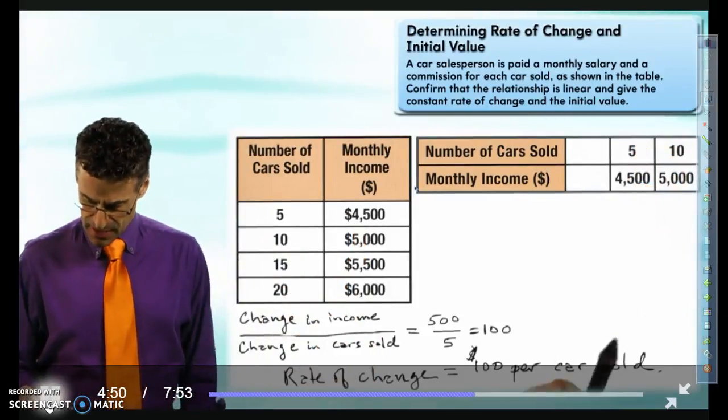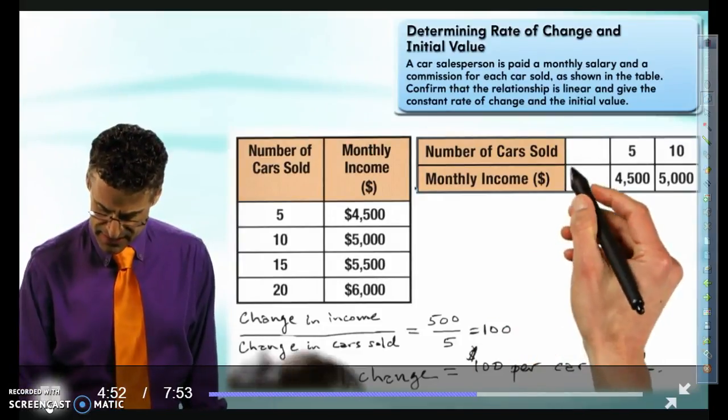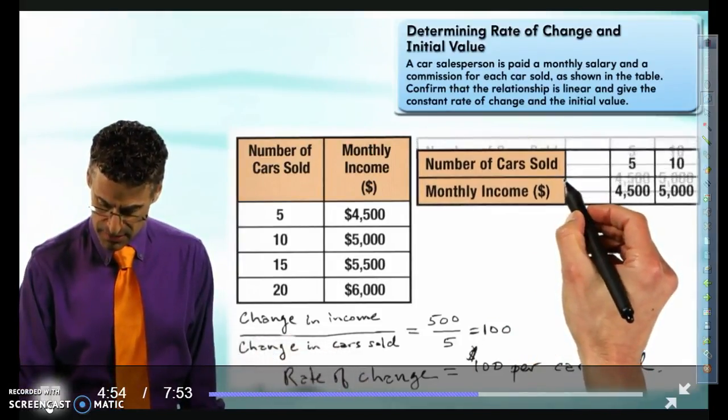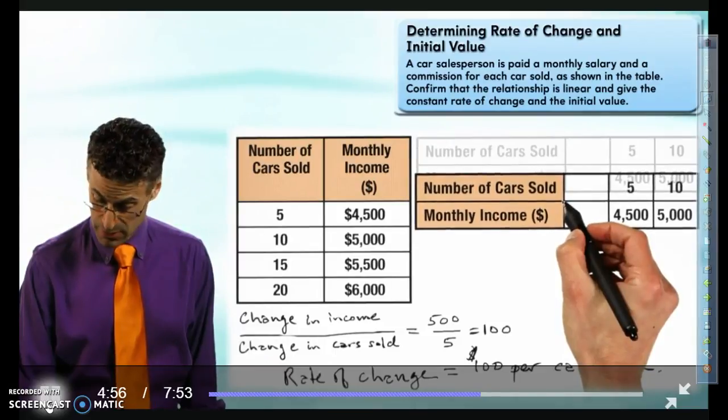Now, let me just scooch this down. Would you mind if I take this table and scooch it down? Tell me you don't mind. I don't mind. Thank you. That's exactly what I wanted to do.